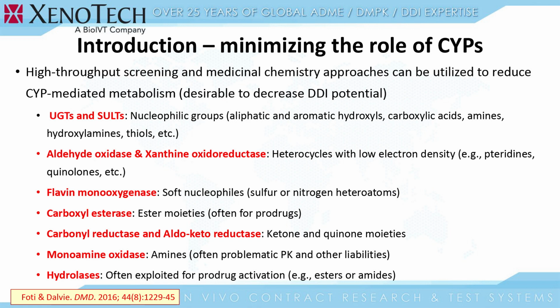To push towards carboxylesterase, ester moieties can be added, and this is often a tactic that's employed for prodrugs. Carbonyl reductase and aldehyde reductase, to shift more towards metabolism by these enzymes, ketone and quinone moieties can be added. Monoamine oxidase enzyme metabolism can be selected for by adding amines. And lastly, other hydrolase enzymes can often be exploited for prodrug activation. And again, this can be selected for by adding ester or amide moieties to the molecule.